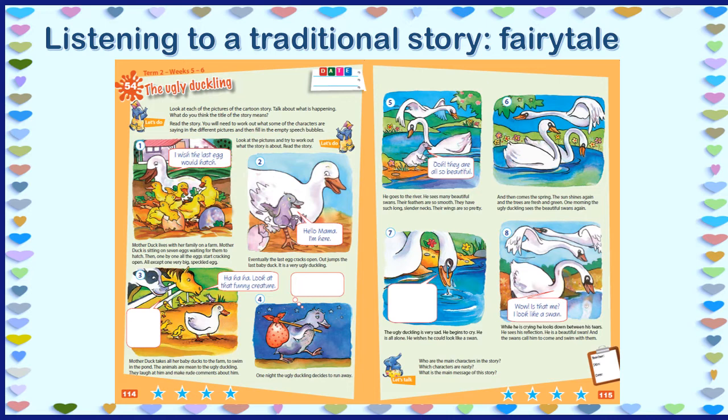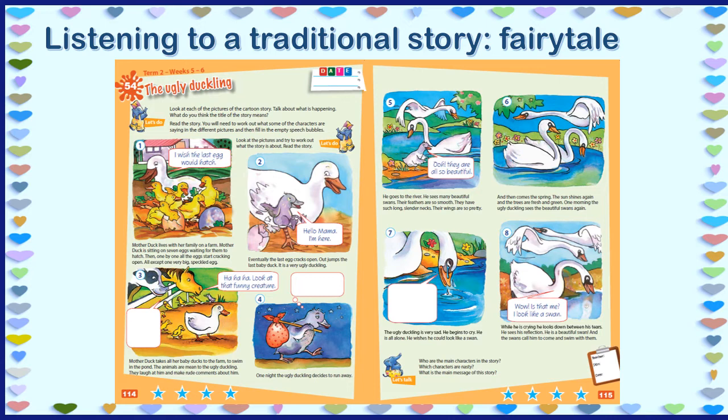Mother Duck lives with her family on a farm. Mother Duck is sitting on 7 eggs waiting for them to hatch. Then one by one all the eggs started cracking open, all except one very big speckled egg. Eventually the last egg cracks open. Out jumps the last baby duck. It is a very ugly duckling. Hello, Mama, I'm here. Mother Duck takes all her baby ducks to the farm to swim in the pond.